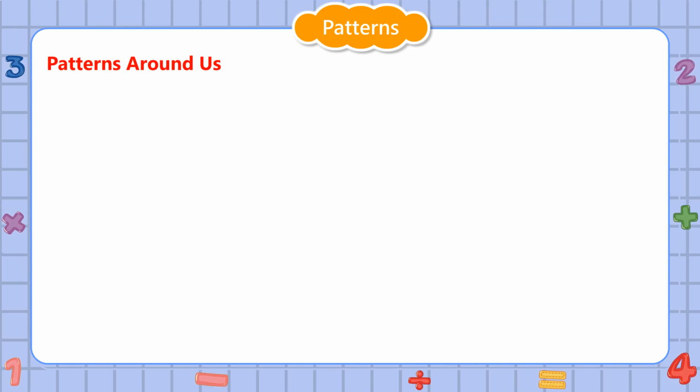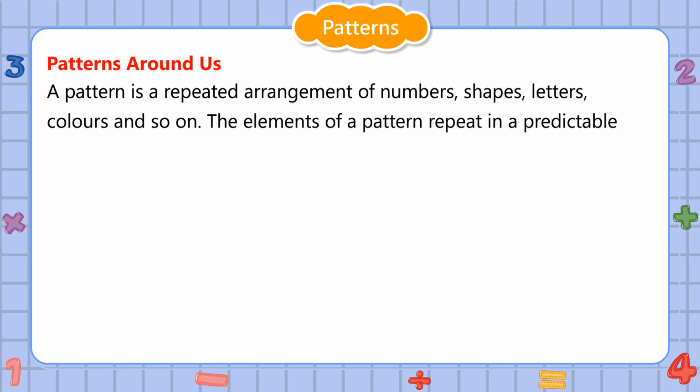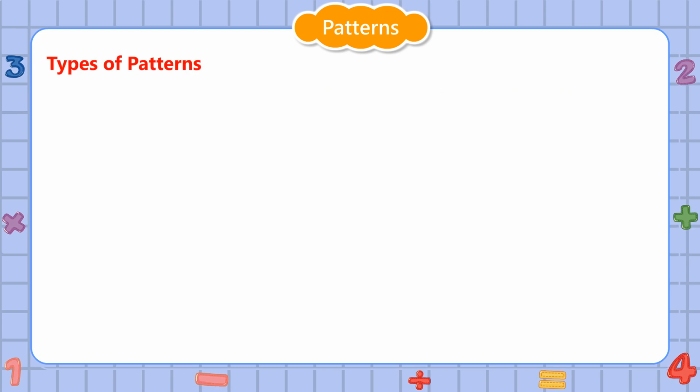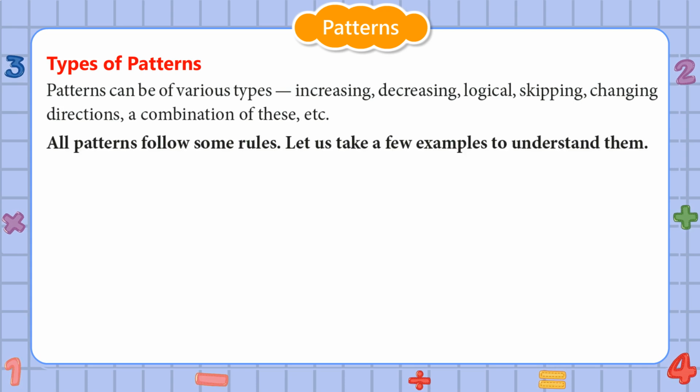Patterns around us. A pattern is a repeated arrangement of numbers, shapes, letters, colors, and so on. The elements of a pattern repeat in a predictable manner. Types of patterns. Patterns can be of various types: increasing, decreasing, logical, skipping, changing directions, a combination of these, etc. All patterns follow some rules. Let us take a few examples to understand them.